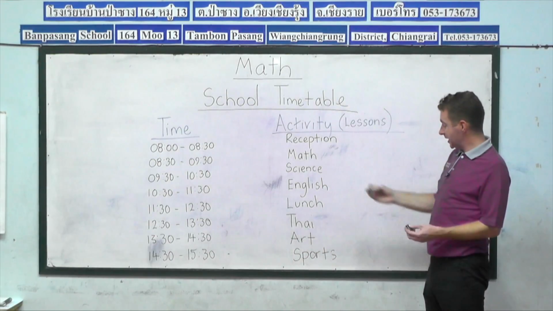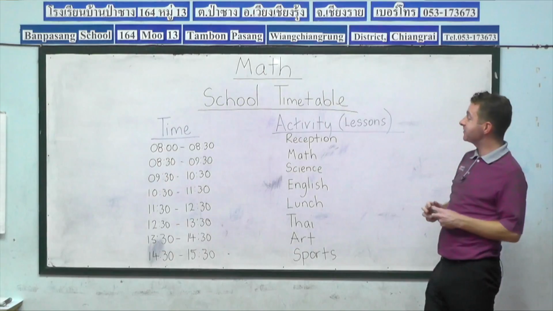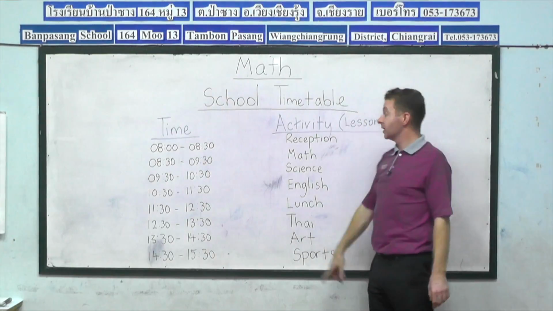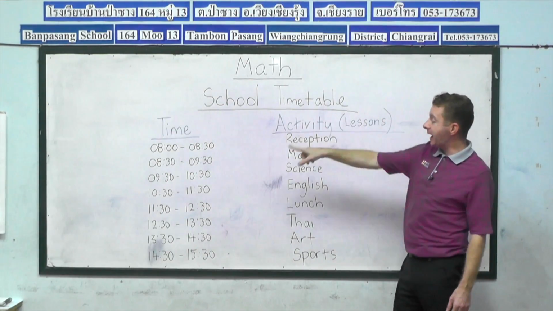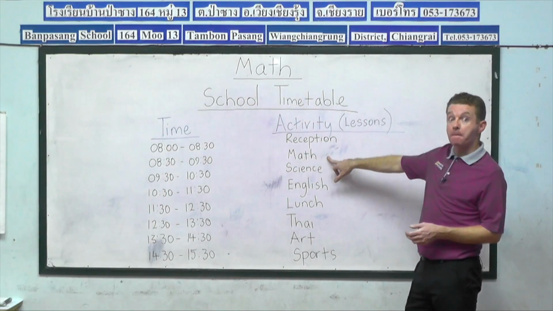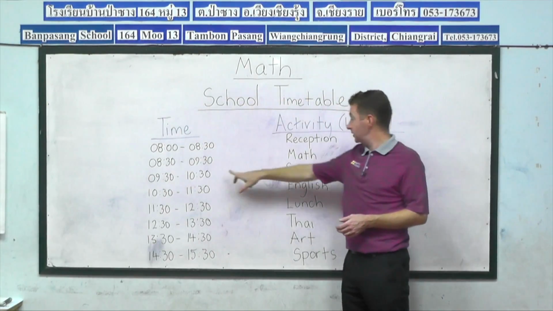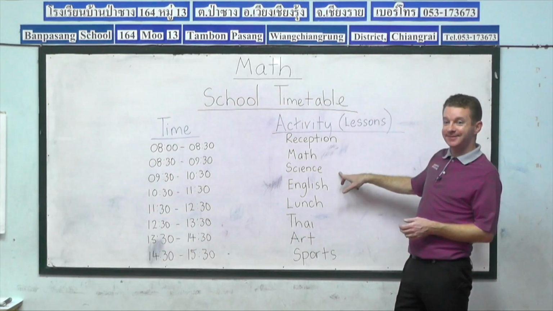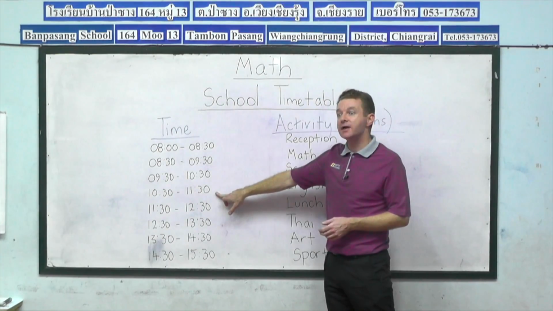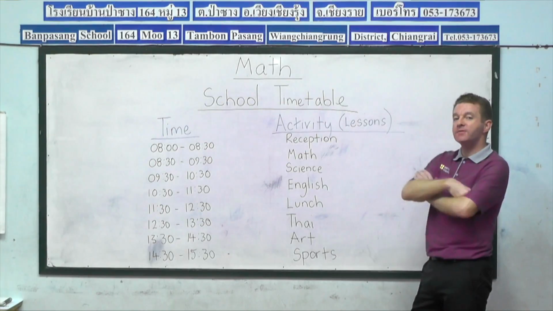So you see, guys, here is an example of your school timetable for today. So let's say together, 8 o'clock till 8:30, reception. 8:30 to 9:30, math. 9:30 till 10:30, what do you have? Science. And then 10:30 till 11:30, English. Okay, now what happens at 11:30?